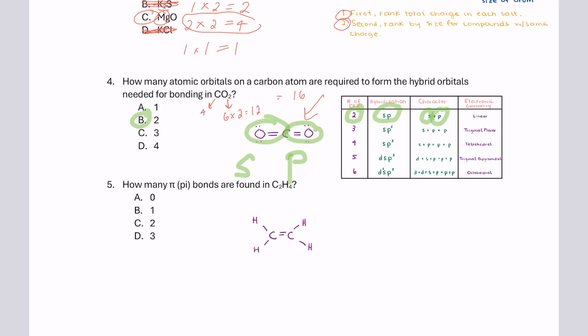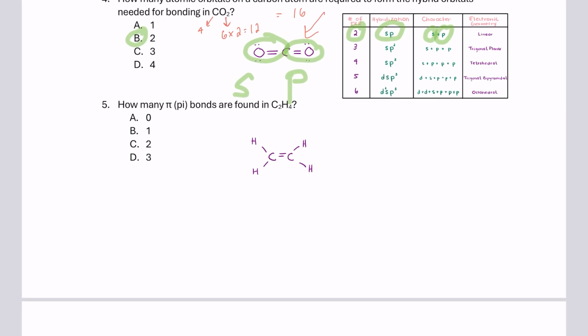Problem 5 says, how many pi bonds are found in C2H4? Our first step for this is to draw out C2H4, which is shown here. And we notice that there is a double bond between the 2 carbon atoms. And each carbon atom is also attached to 2 hydrogens.